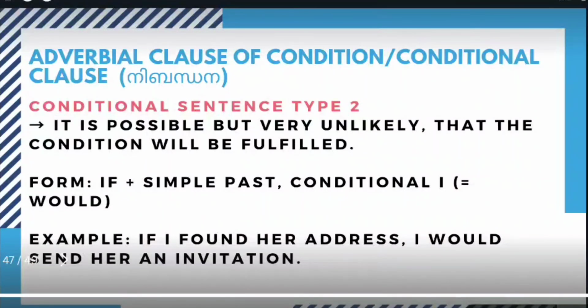How do we express, through a conditional clause, something that is very unlikely to happen? That is conditional sentence type 2. We can write conditional sentence type 2 by beginning with if or whether, followed by the action in simple past tense. So the dependent clause is in simple past tense, and the main clause will have would instead of will. Let's look at an example. If I found her address, I would send her an invitation.